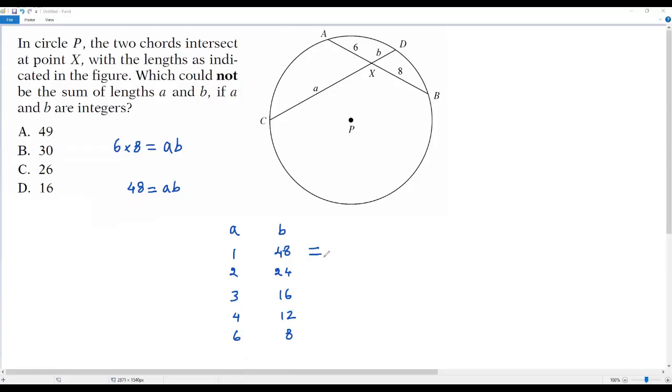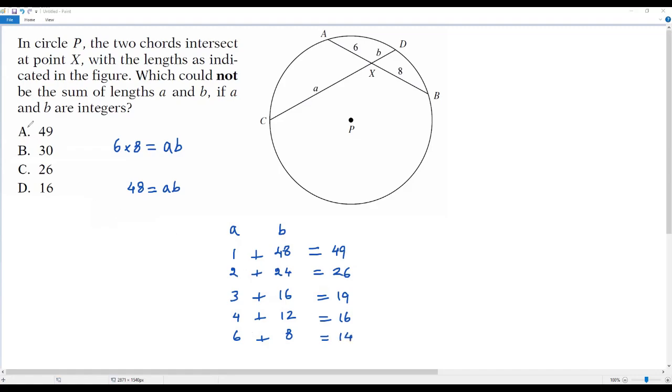Now let's get the sum of the two values of A and B. In the first case, 1 plus 48 is 49. Here 2 plus 24 is 26. Here 3 plus 16 equals 19. Here 4 plus 12 equals 16. Here 6 plus 8 is 14.